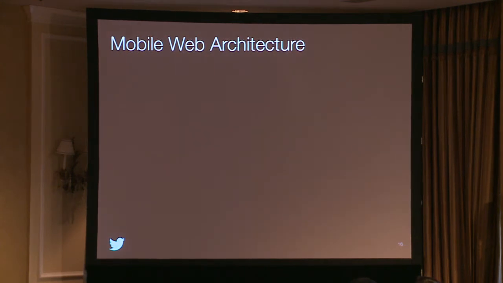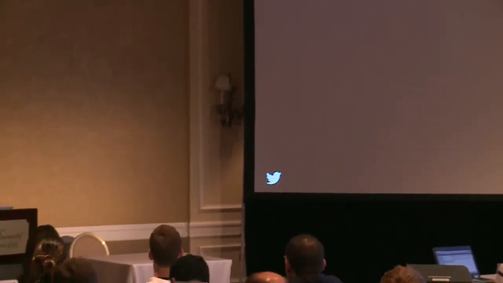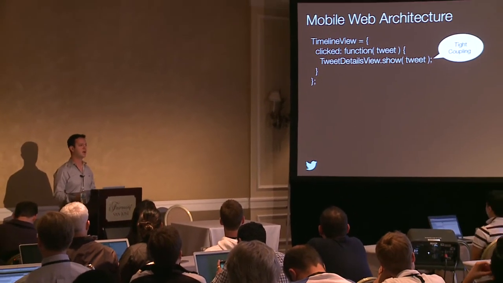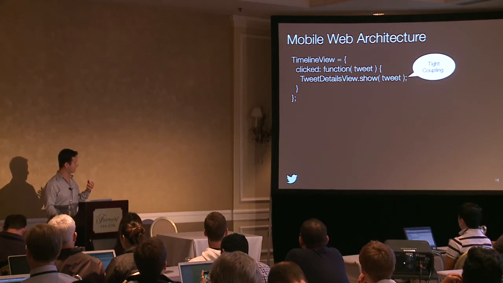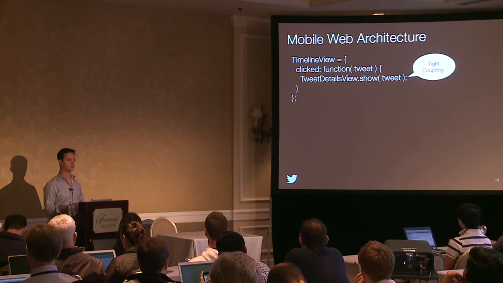So I want to talk a little bit about the tight coupling that I mentioned. If we have this example, let's say that you're in the timeline and you click on a tweet in your timeline and you want to open the tweet details view with it. If you do this, it's a very tight coupling. What happens if the view hasn't been loaded? What happens if the tweet is not valid or something?